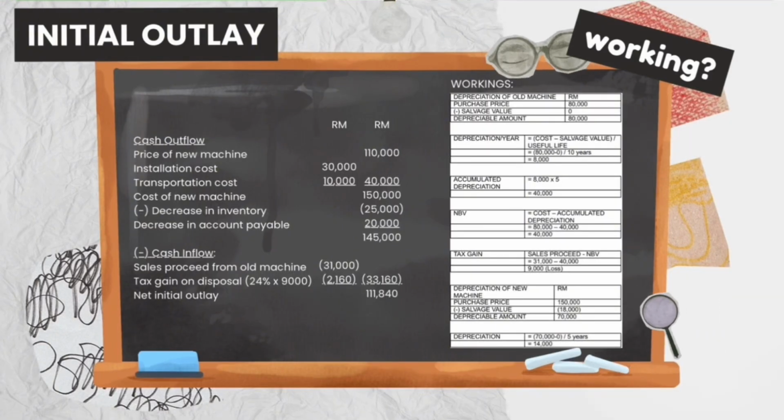Cash inflow from the disposal of the old machine is 31,000. The old machine has a net book value of 40,000, calculated from its purchase price of 80,000 less accumulated depreciation of 40,000. Since the disposal results in a loss of 9,000, a tax saving of 2,160 is obtained, calculated as 24% of 9,000. Therefore, the total cash inflow from disposal is 33,160. After deducting the total cash inflow of 33,160 from the adjusted cash outflow of 145,000, the net initial outlay is 111,840.